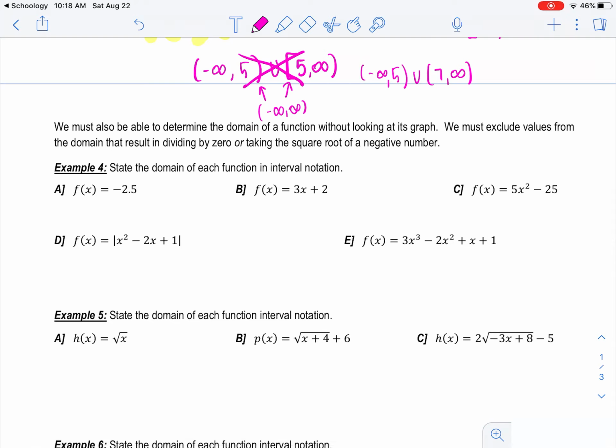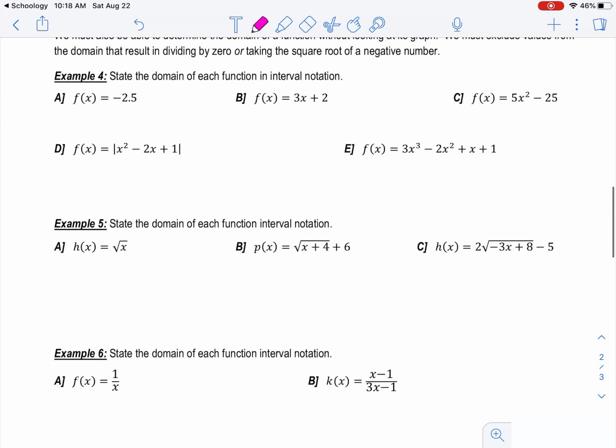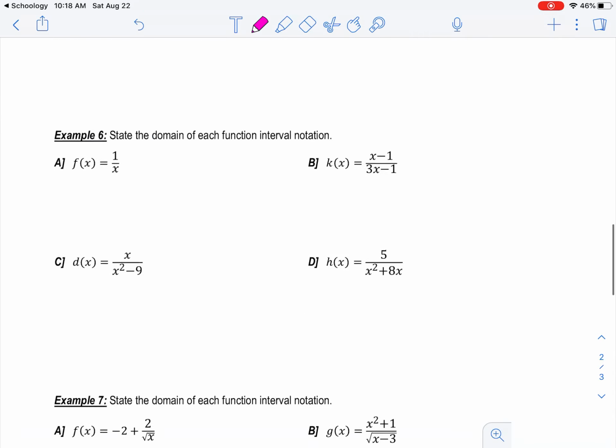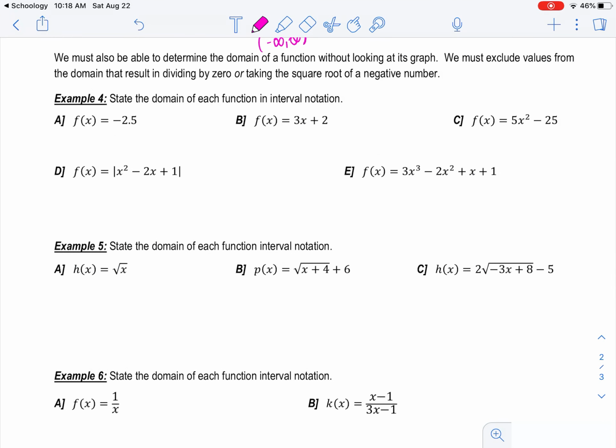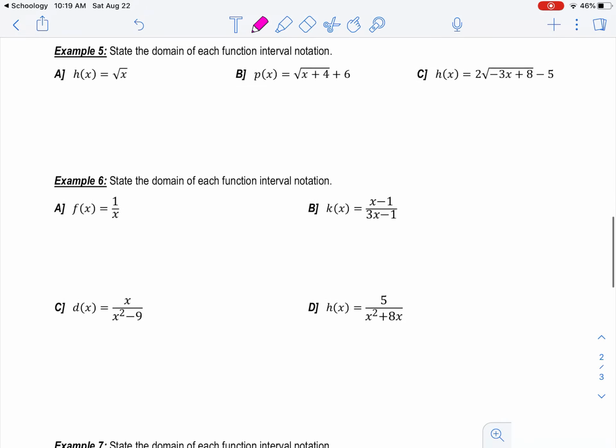So the next thing we have to talk about is domain from an equation, right? When you're looking at equations, I have them broken up into four different groups. When you're looking for domain, you need to ask yourself the question: is there anything x cannot be? If the answer is no, x can be anything, then your domain's all real numbers. Okay? So where are there situations where you should be answering, well, x can't be this?